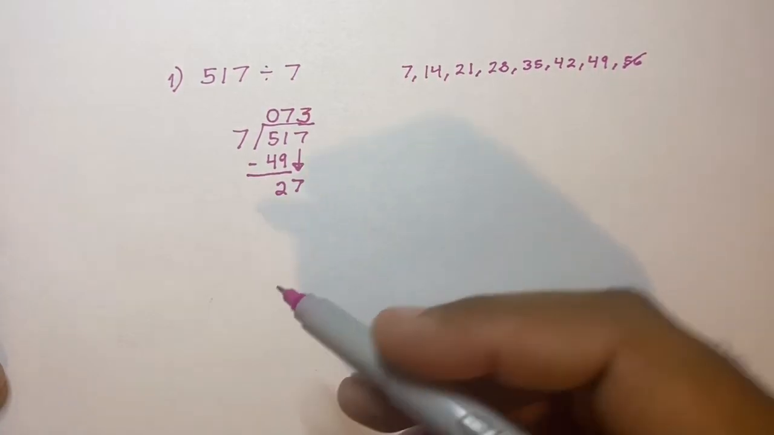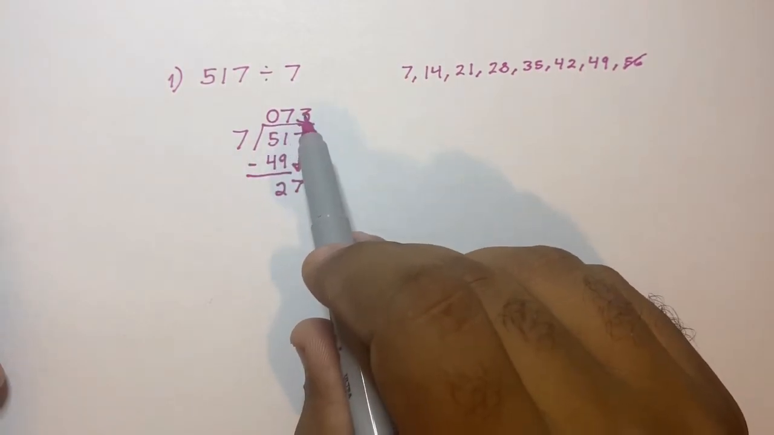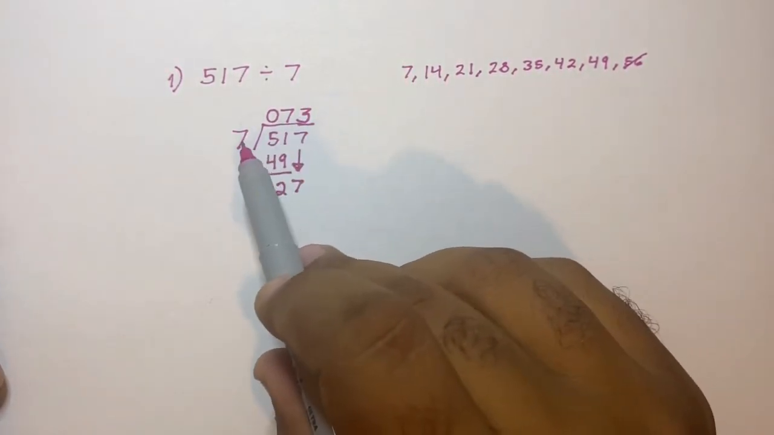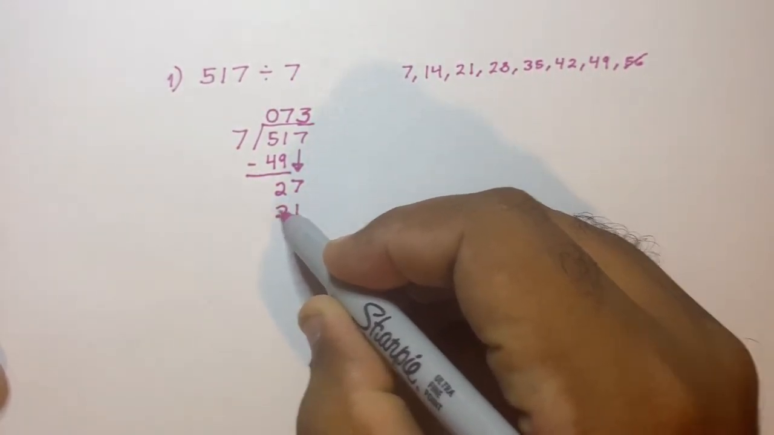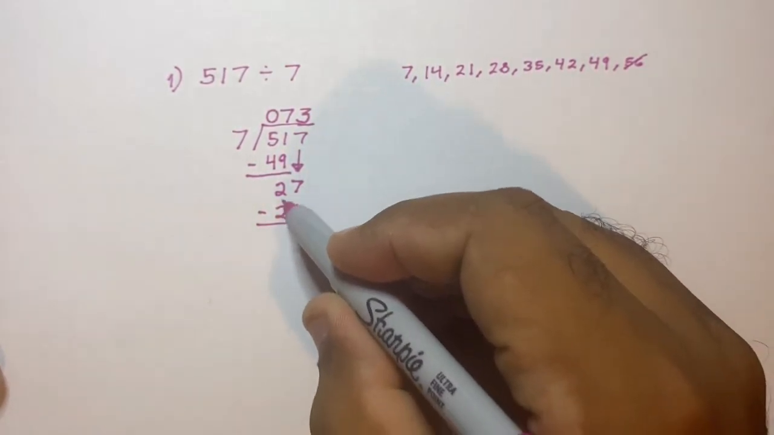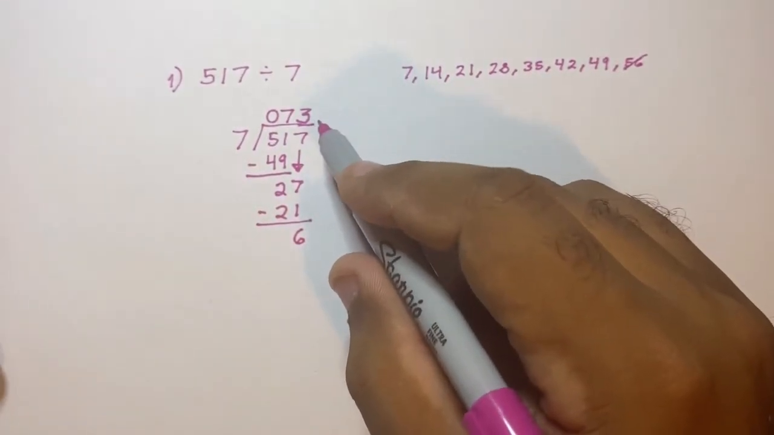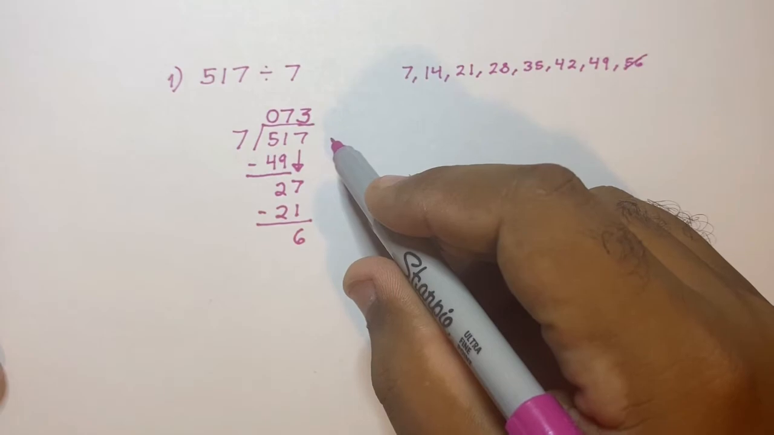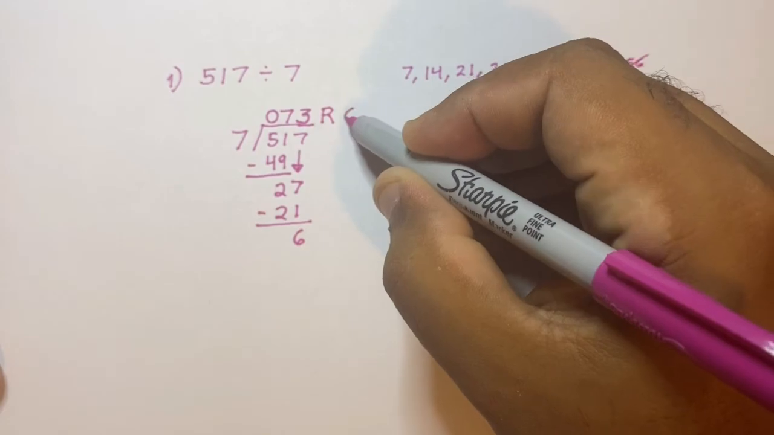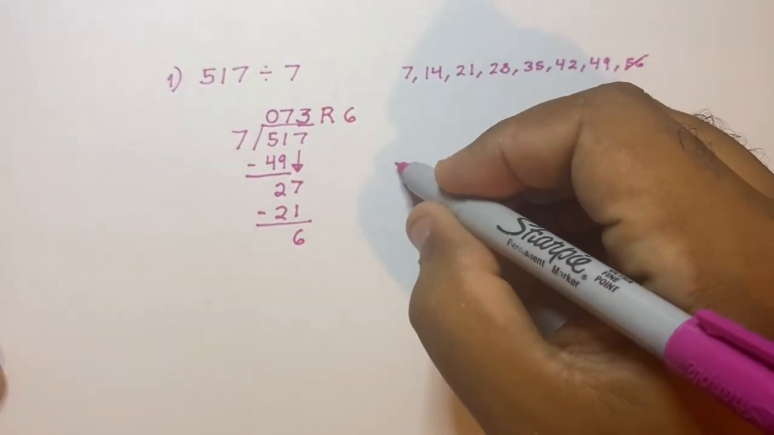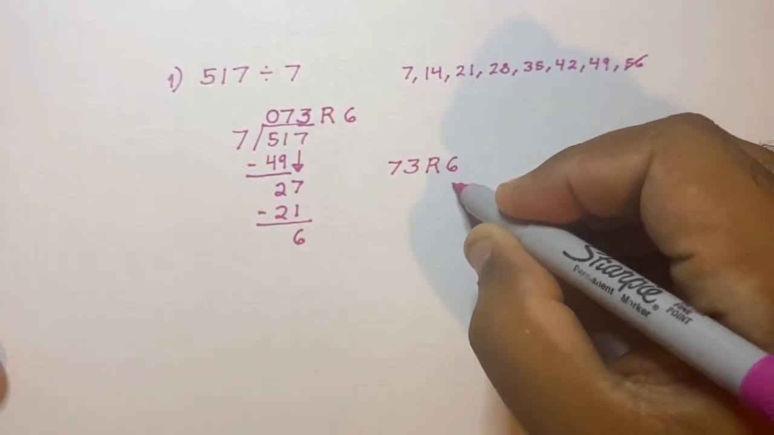Okay. We're not done yet. So what we did last time was we did 7 times 7. This time we're going to do 3 times 7. 3 times 7, we already know is 21. So we'll put it in the bottom here, and we're going to subtract it. 2 minus 2 is 0, 7 minus 1 is 6. We don't have to put any number up here anymore because there's nothing else to divide. So this 6 will be our remainder. So our answer is going to be 73 with a remainder of 6.